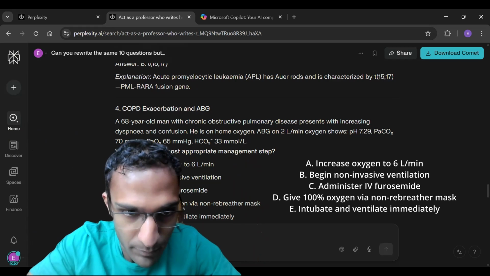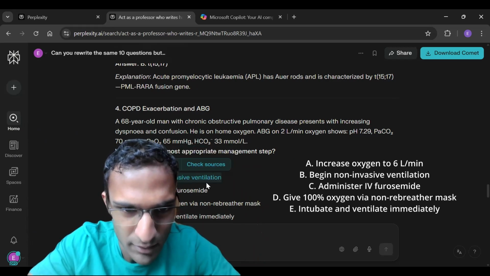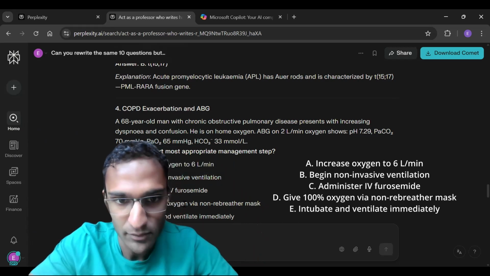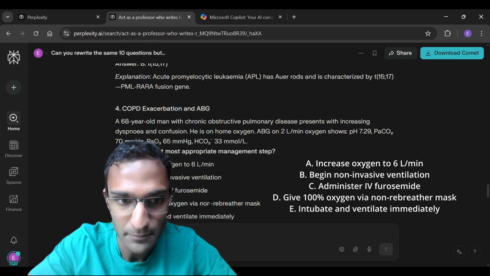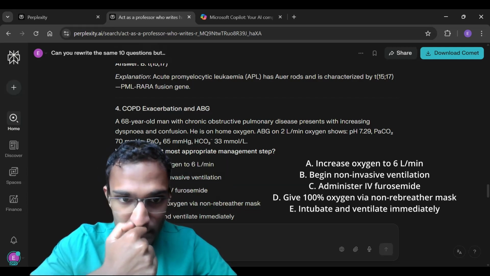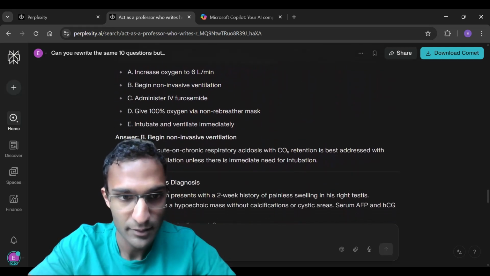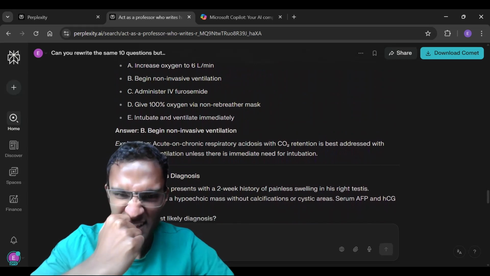So I would think about BiPAP here, just because I think we want to get the CO2 down. Furosemide would be for APO, so that's probably not right. This is probably going to be problematic. I don't think he needs to be intubated. I think B sounds reasonable. Okay, and that's right.